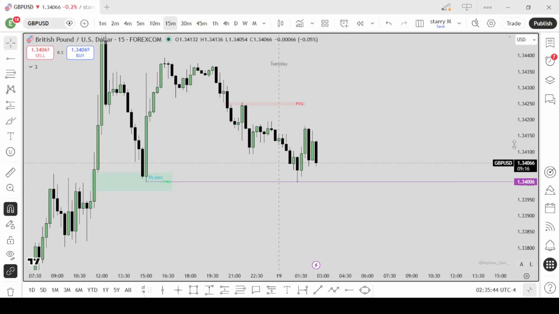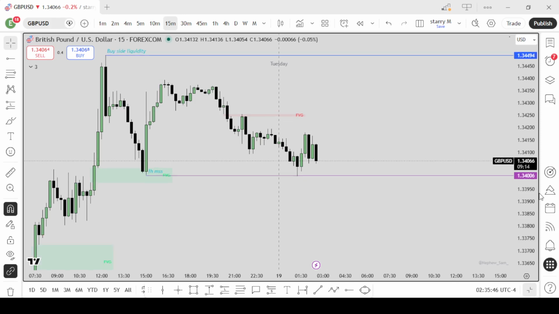Right now we are just waiting for the 15 minutes to show us which way we are going to be entering. So we need to be patient. Maybe in the next hour or so, the market will start showing us its cards, and then we can look for entries.